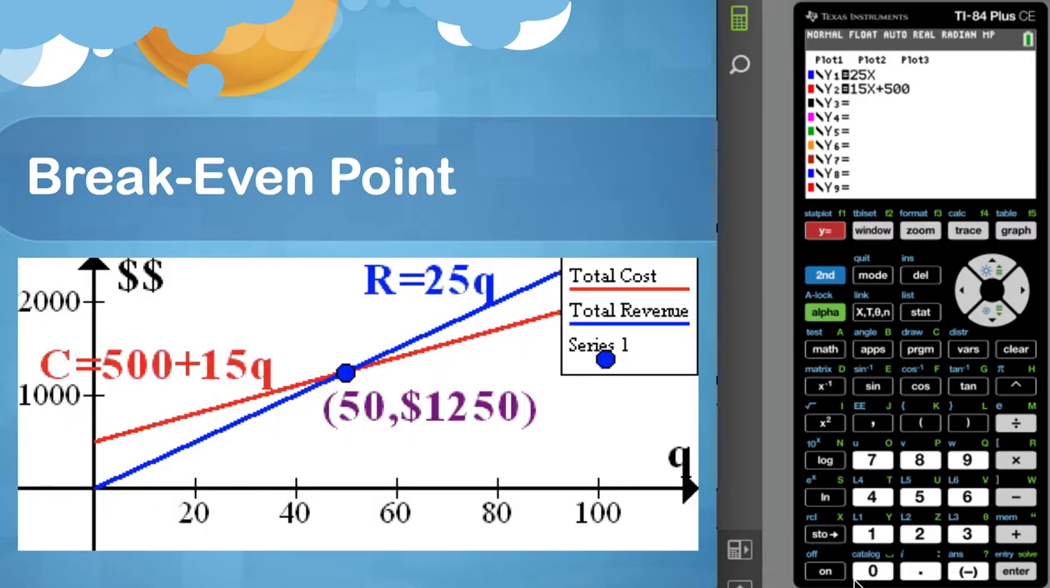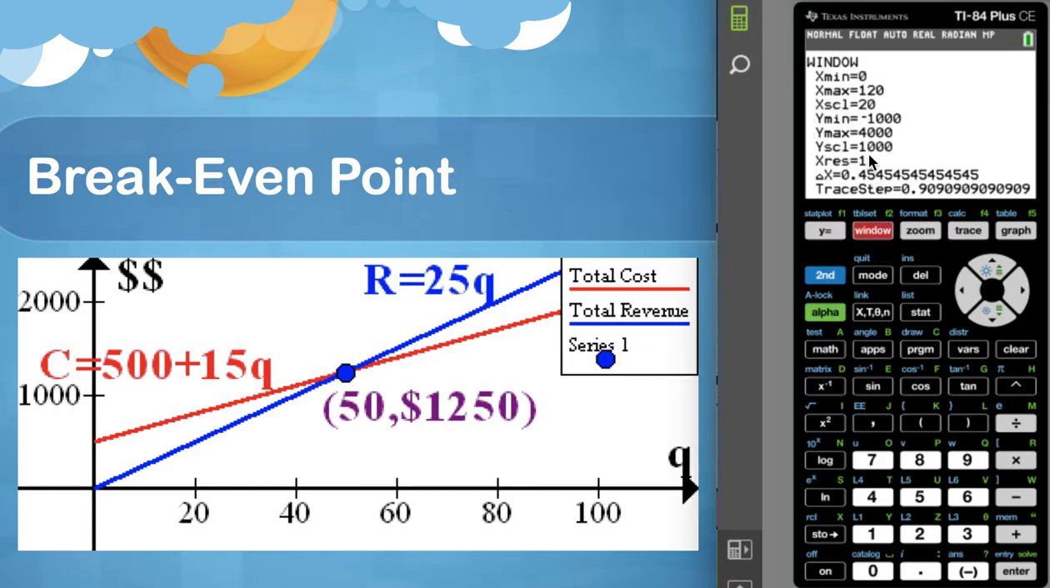Now in the calculator, I want to graph this. If I press the window key, I can see that I've set my window for x min 0, x max 120, x scale of 20. So I have increments going 0, 20, 40, 60, 80, 100, and so on. Then for y max, I put in 4,000, y min, 1/4 of that but in the negative direction, and a y scale of 1,000, so I'll have tick marks going 1,000, 2,000, 3,000.